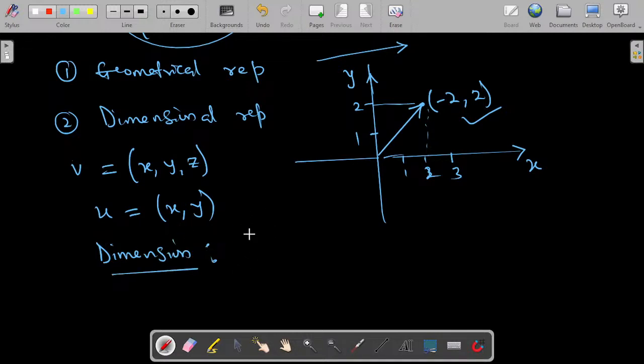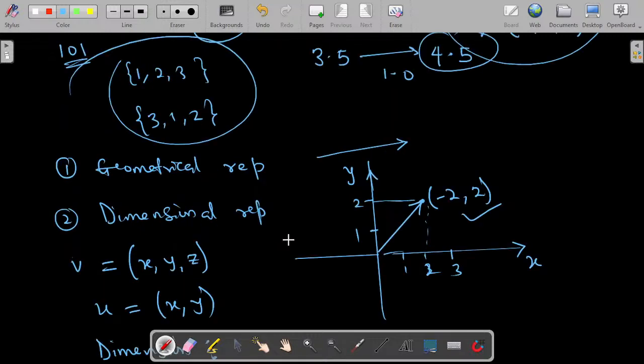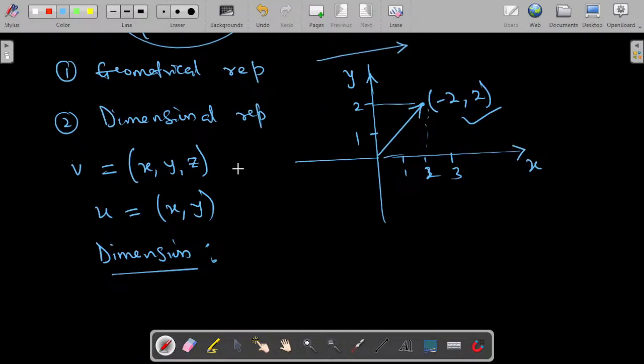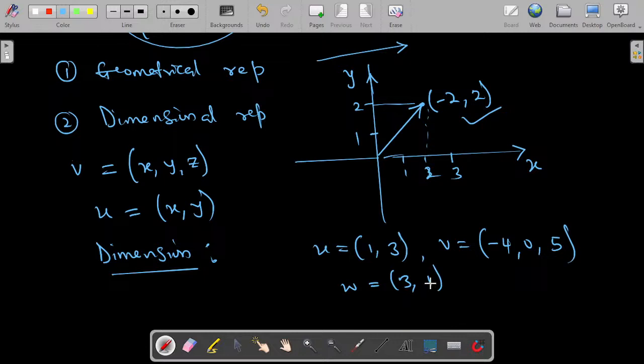But before I get to that definition, we can begin to see some examples of vectors in this form. So you can have a vector, like I said, u can be equal to (1, 3). You can have another vector v is equal to (-4, 0, 5). In fact, I can have a vector w and it is (3, 1). And now you can see what I was saying earlier. Vector u and w are not the same.